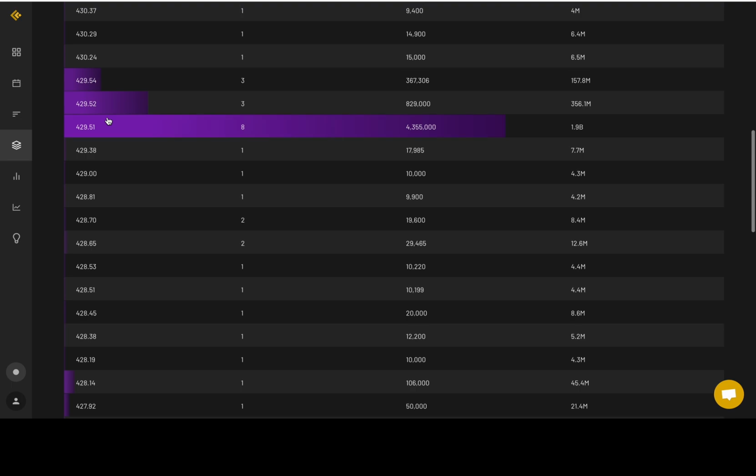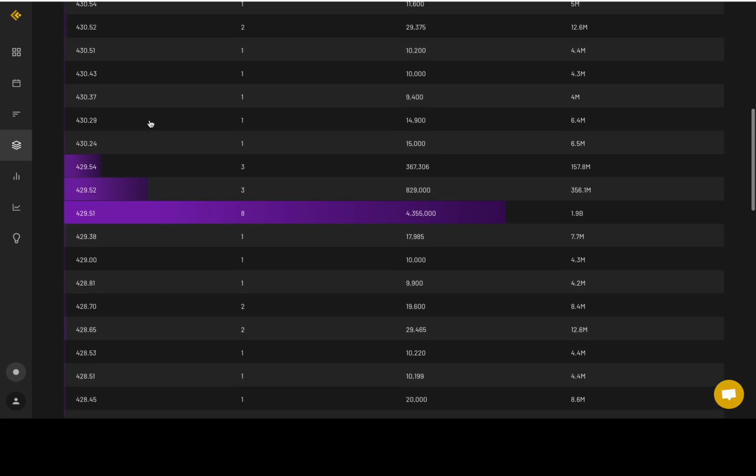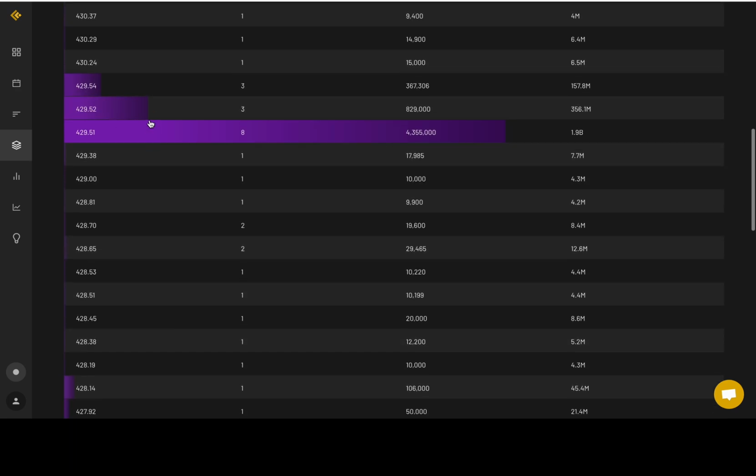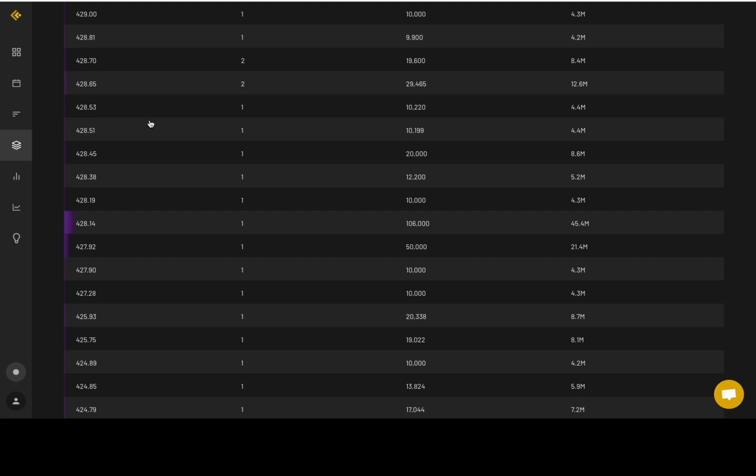Now, look at these little sneaky things. We had multiple orders. This one over 300 mil. This one over 150 mil. All right around that 429.5 level. Okay, so that's something. That's a level definitely to keep watch for this coming week.